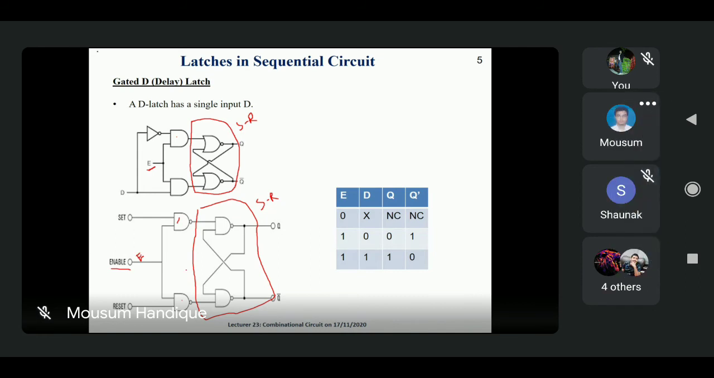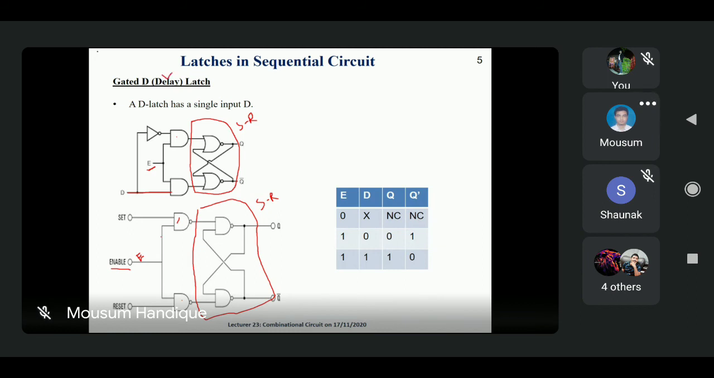No problem. Now see here, in both these circuits, we are using only one input. But when we are talking about the SR latch, we are using two inputs. One is S and one is R. S means Set, and R is Reset. And when we are talking about the D, D means Delay.